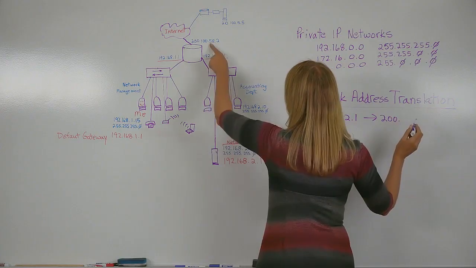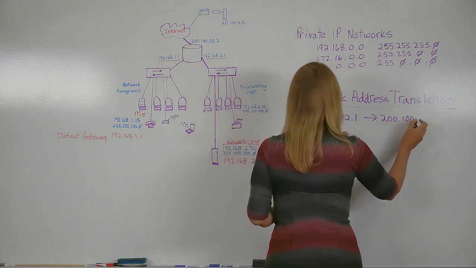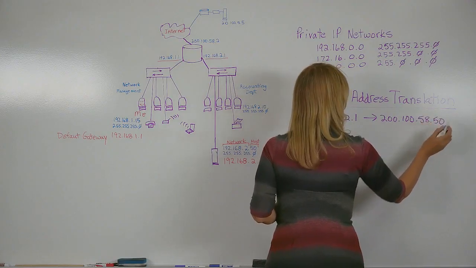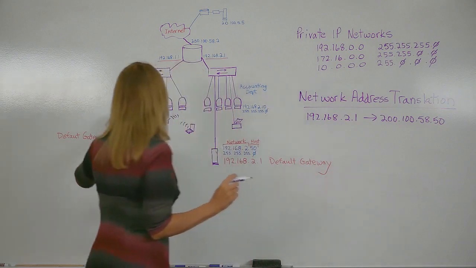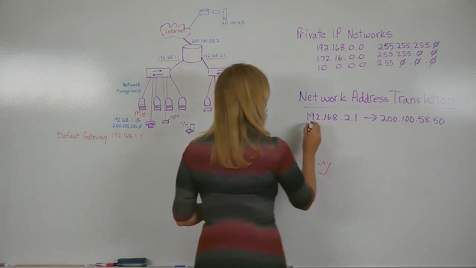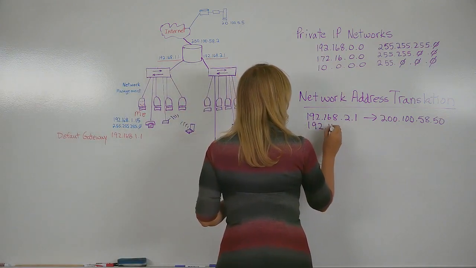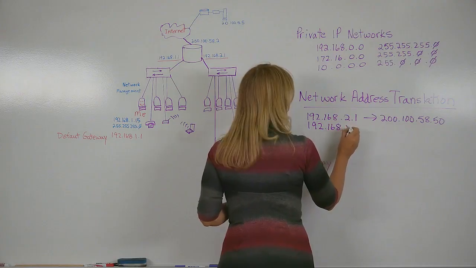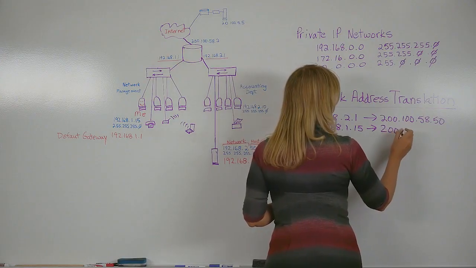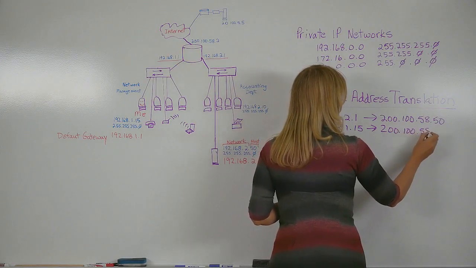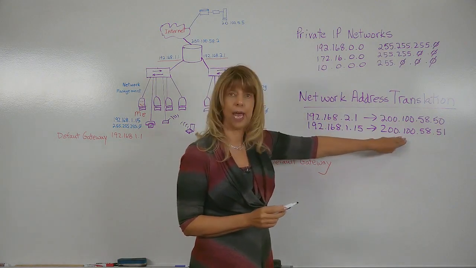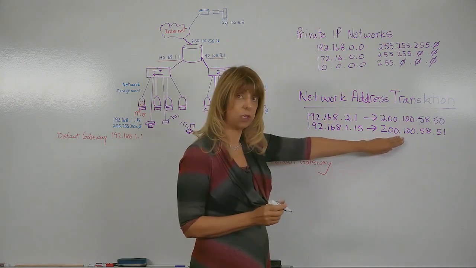And we'll say that it's in the same network here, so it's 200.158.50. And then if my host here decides also to communicate with a device out on the internet, it would be added in the table and assigned another registered address. So to hosts out on the internet, I am represented by this registered address.